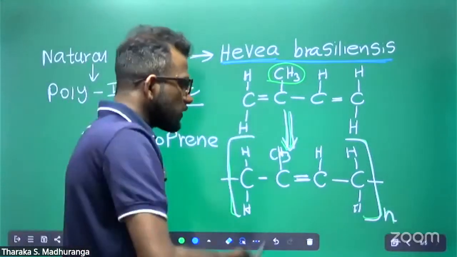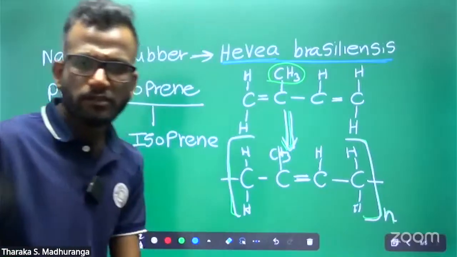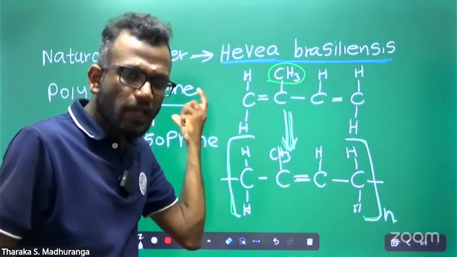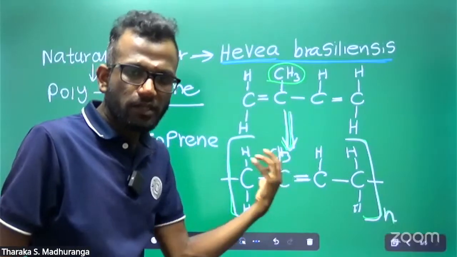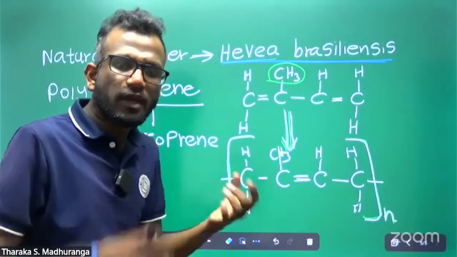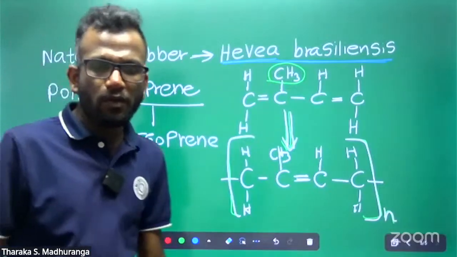Okay, this is a polyisoprene. I got the polymerization process. This is isoprene. Then it is addition polymerization, changing their bonds, changing their double bonds. Then it tries to saturate with other isoprenes. That's all.